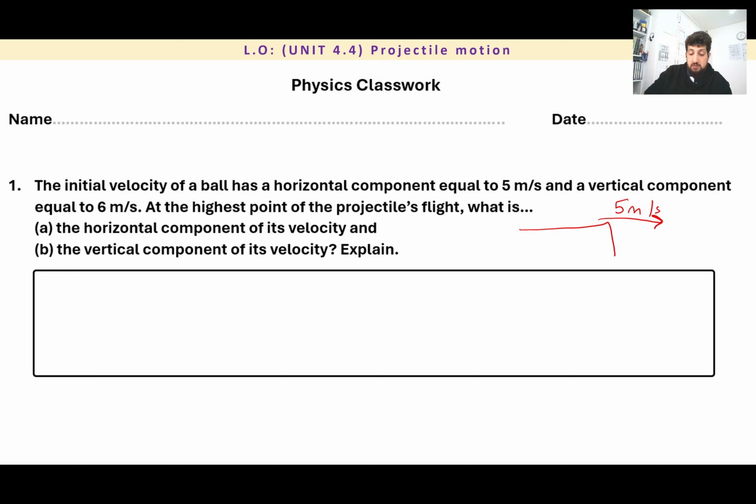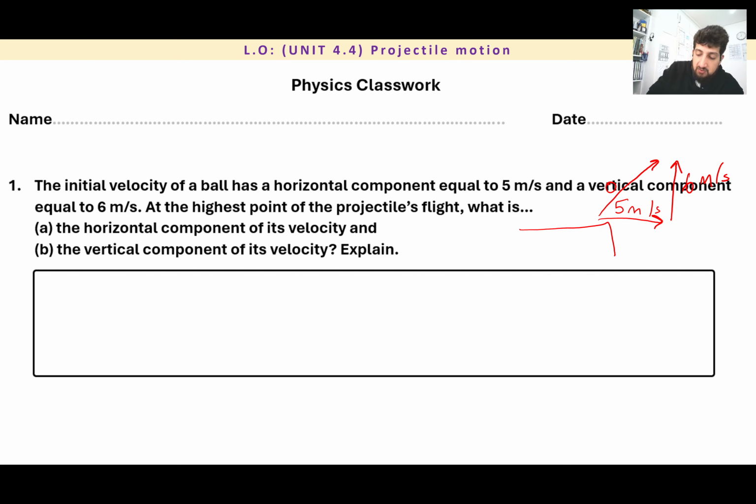At what point? What is the highest point of the result? What is at the highest point? Okay, so it was launched at an angle by the looks of things, 6 meters per second up. Here's the ball: 6 meters per second up, 5 meters per second horizontally. What is the horizontal component of its velocity at the highest point?